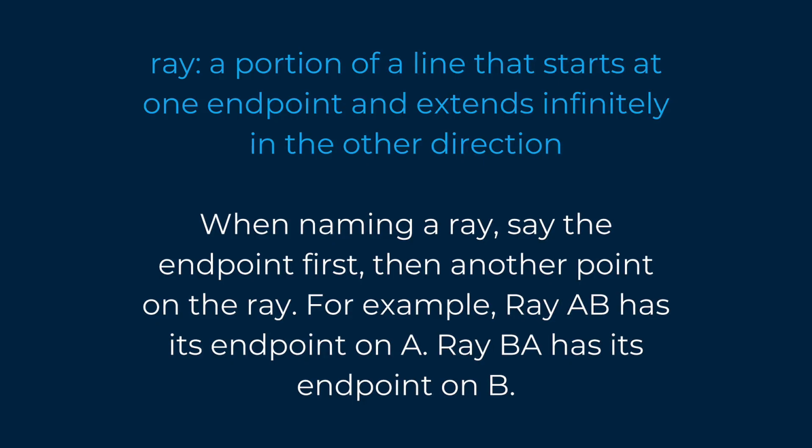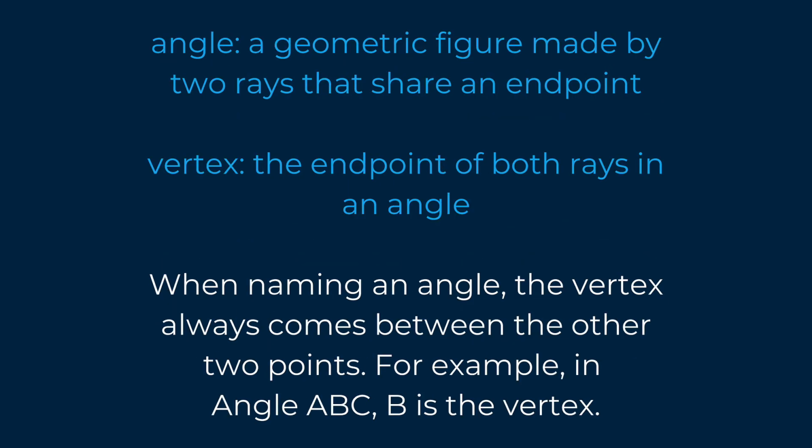For example, ray AB is not the same as ray BA, because ray AB has its endpoint on A and ray BA has its endpoint on B. Remember that. Now, what is an angle? We are finally done with rays. We can finally move on to angles.